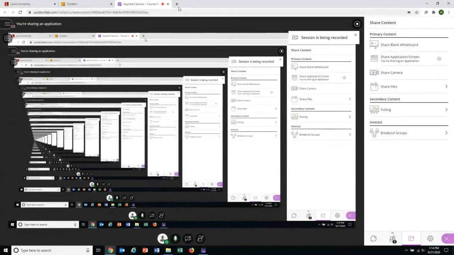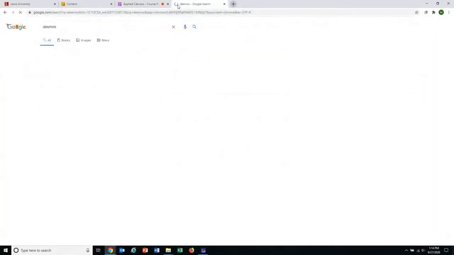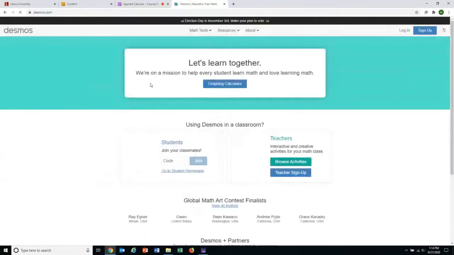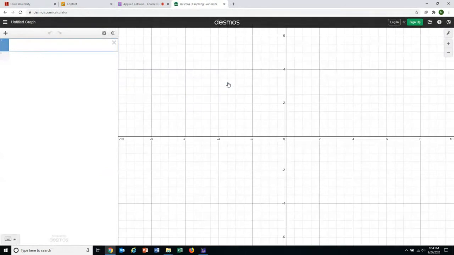Today I'm going to show you how to use something called Desmos. We're going to use this with our linearization. If we look up Desmos, we're looking for the graphing calculator, but if you go to the main website, the graphing calculator should be right there for you. We're going to go through how we would perform our linear approximation for example 1 from the linear approximation notes.